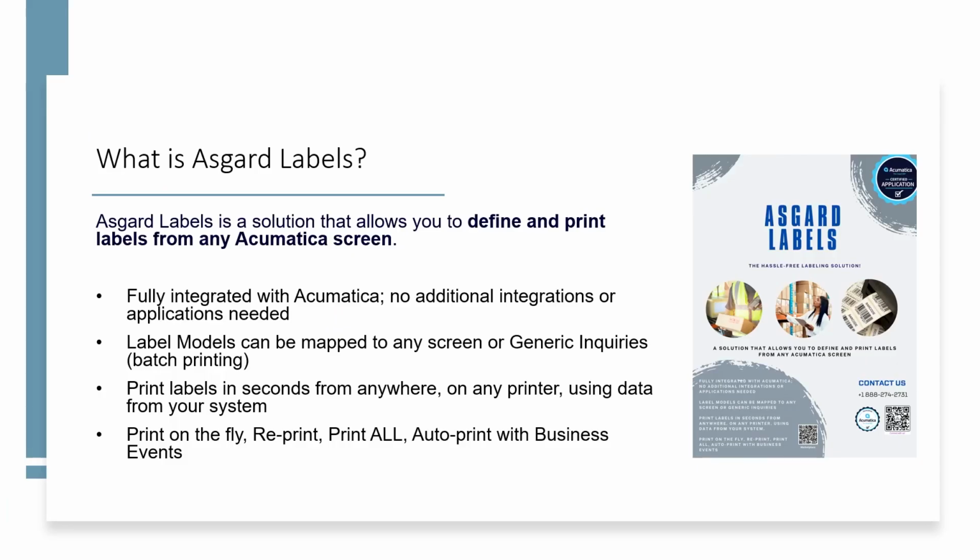What is Asgard Labels? Well, Asgard Labels is a solution that allows you to define and print labels from any Acumatica screen. It is fully integrated within Acumatica, meaning there's no additional integration or application needed. Label models can be mapped to any screen or generic inquiries for your batch printing. You can print labels in seconds from anywhere on any printer using data from your system. So no matter where you are in the world or across your facilities or warehouses, you can send a label to your printer.